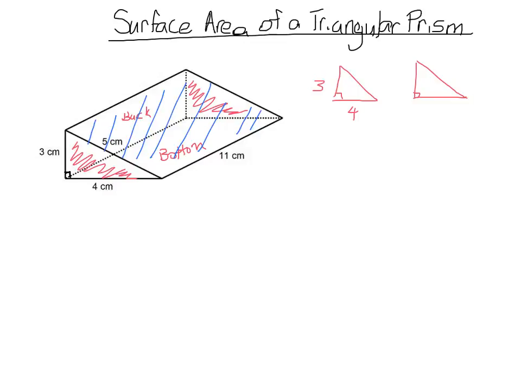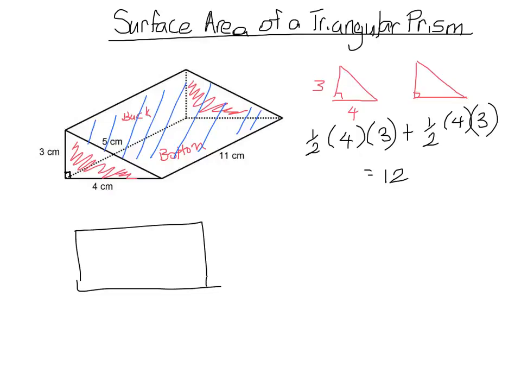Okay, so the area of each triangle is half base, which is 4, times height, which is 3. That's one triangle, but there are 2 of them, so we'd have to either multiply that by 2, or we would have to add it to itself. So again, half base, which is 4, height, which is 3. So the surface area of the 2 triangles is 12. But that's just the triangles. There are also 3 rectangles. So let's talk about the big one at the front first.